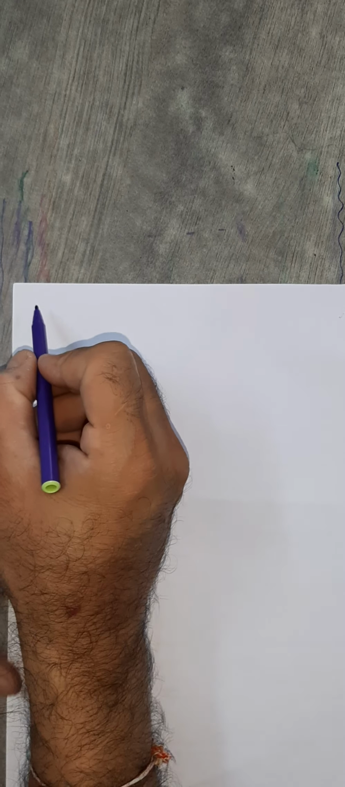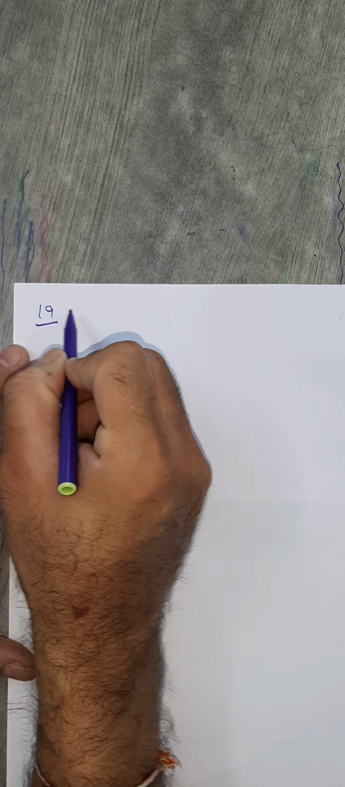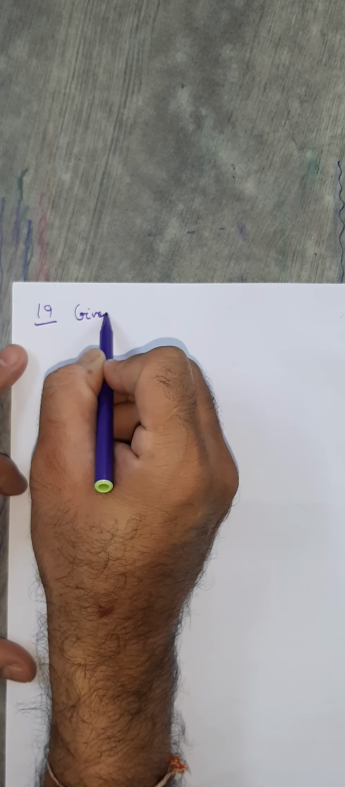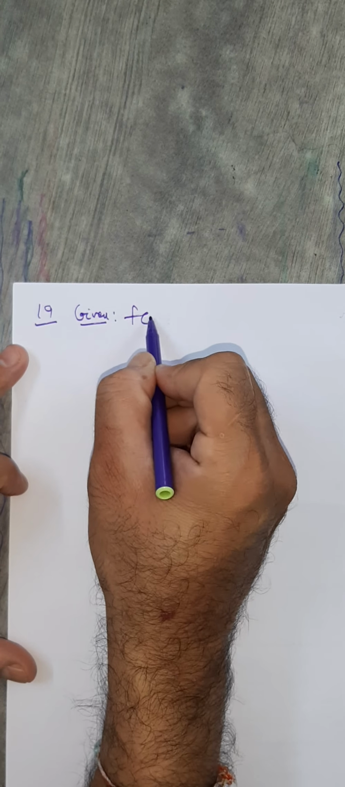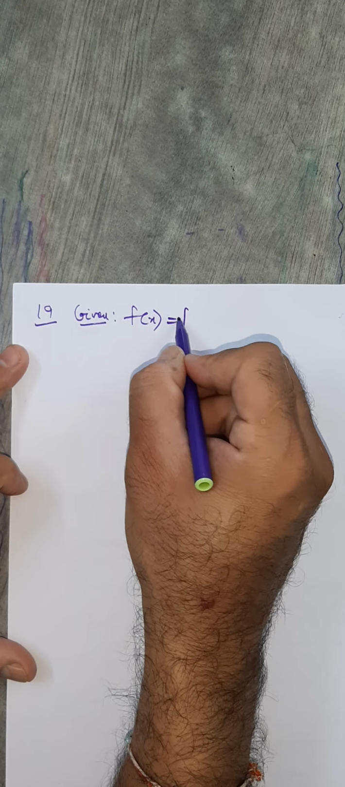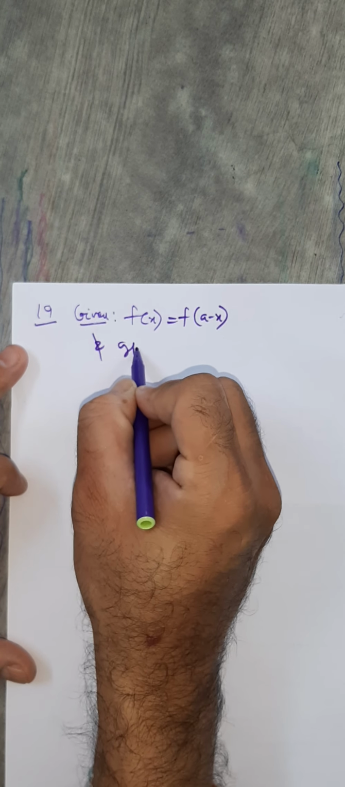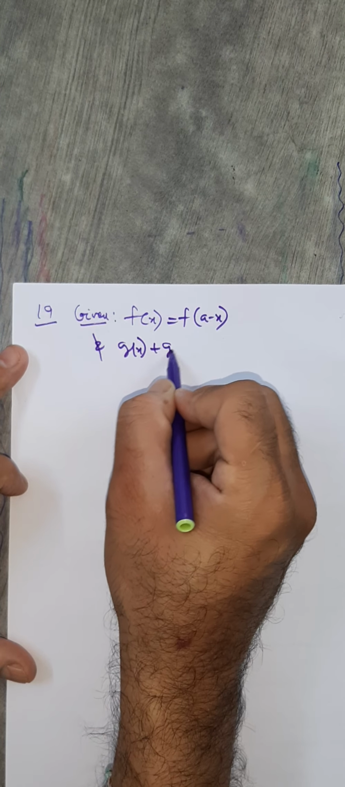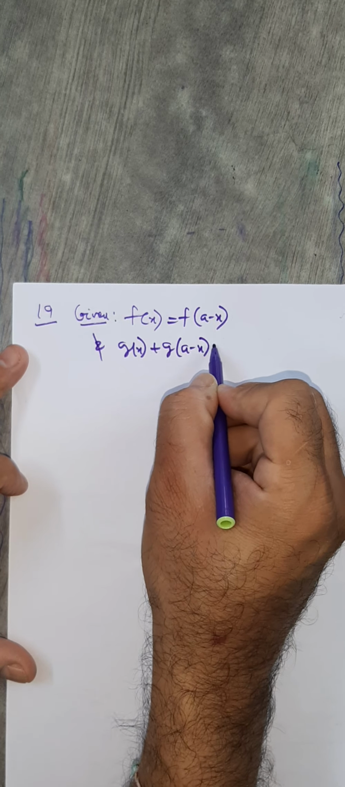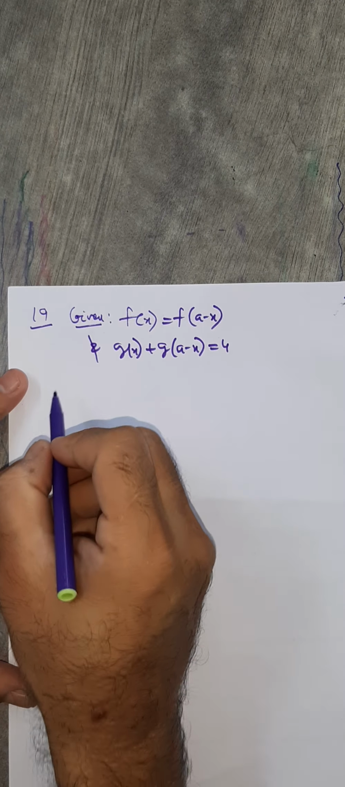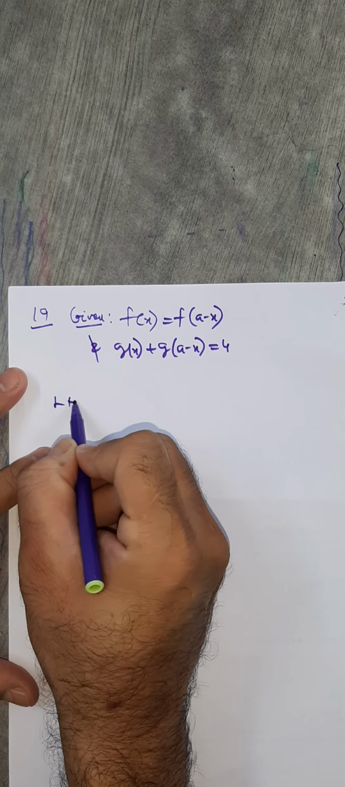So in question number 19 here, you are given these two things: f of x is the same as f of a minus x, and g of x plus g of a minus x equals 4. These two things we are given, and we want to prove from LHS to RHS. So I'll start with the left hand side integral.